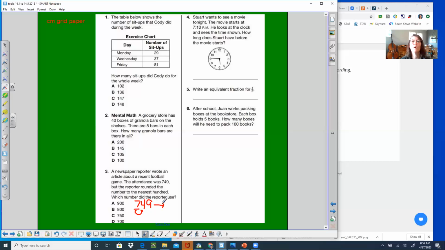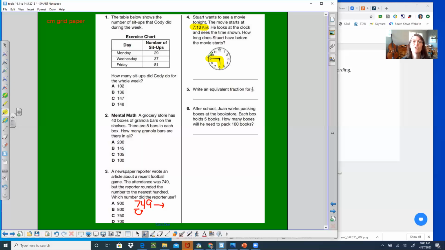Number 4, Stuart wants to see a movie tonight. The movie starts at 7:10. He looks at the clock and sees the time shown. How long does Stuart have before the movie starts? So I'm going to highlight the 7:10. That's important to keep in mind. And we're looking at what the clock shows right now.